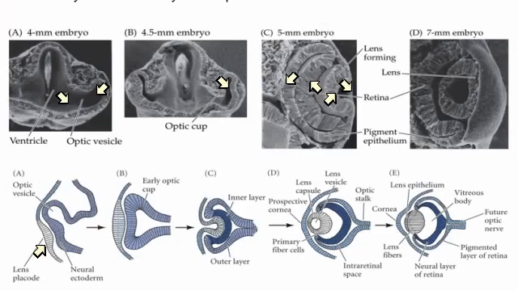If we look down at the bottom in the cartoon with panel E, we can see that very quickly the eye takes on its characteristic shape with the optic cup giving rise to the neural layer of the retina. The back part is the retinal pigmented epithelium. And then as we come forward, we have the cornea, which will form the outermost covering of the eye.